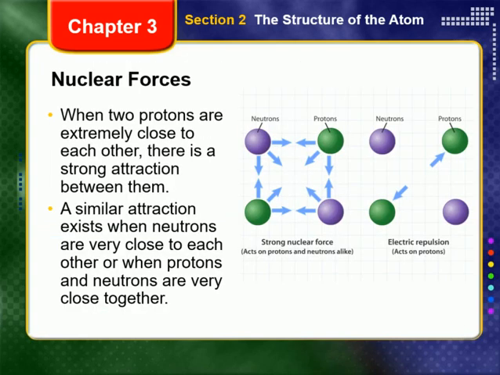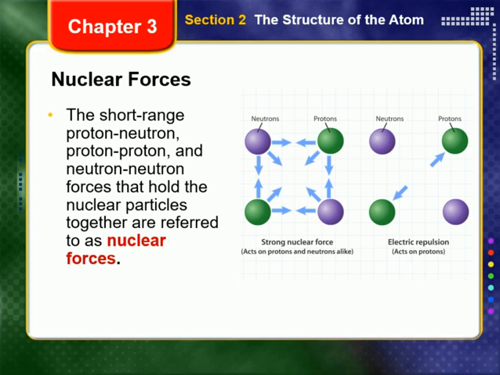Generally, particles that have the same electric charge repel one another. Therefore, we would expect a nucleus with more than one proton to be unstable. However, when 2 protons are extremely close to each other, there is a strong attraction between them. In fact, more than 100 protons can exist close together in a nucleus. A similar attraction exists between neutrons that are very close to each other, or when protons and neutrons are very close together. These short-range proton-neutron, proton-proton, and neutron-neutron forces hold the nuclear particles together and are referred to as nuclear forces.